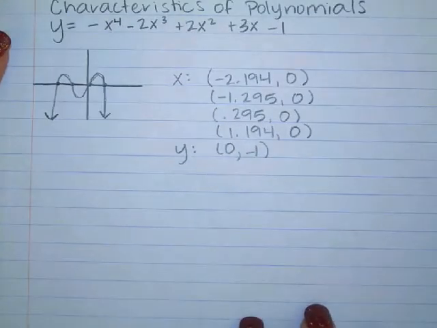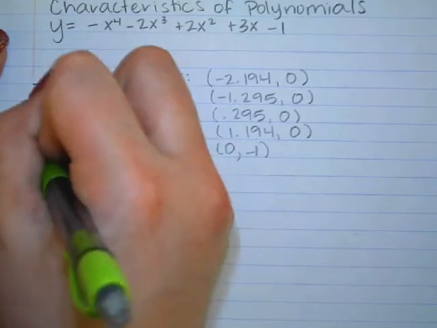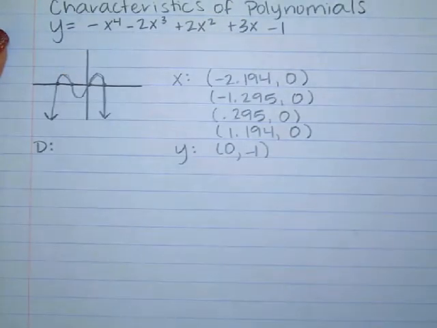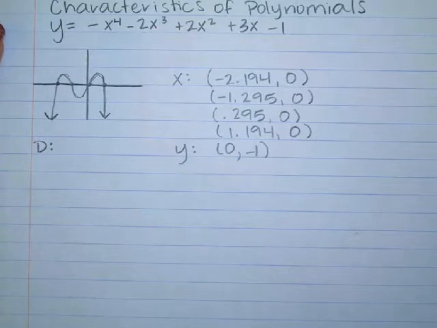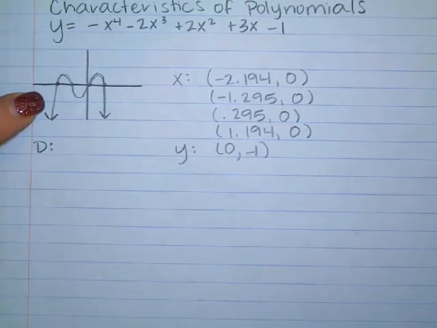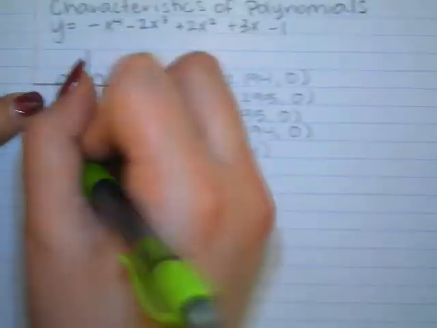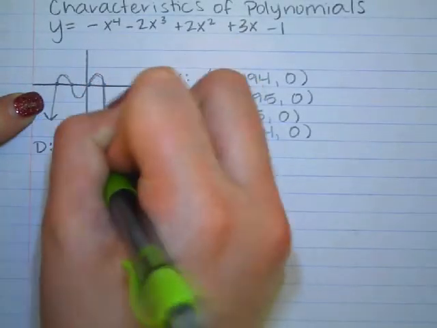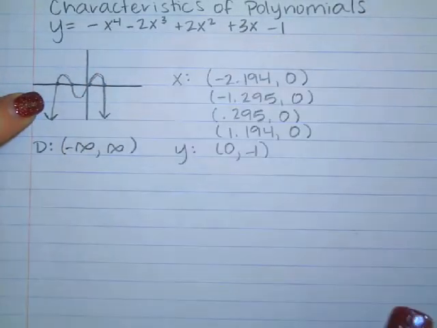Domain and range. Okay, so domain is how far left you go, how far right you go. Are there any values skipped in between? What do you guys notice about the x values? All real numbers. We go left forever, we go right forever. Okay.